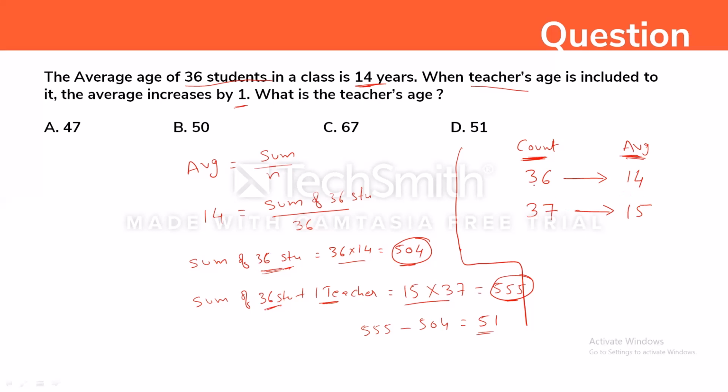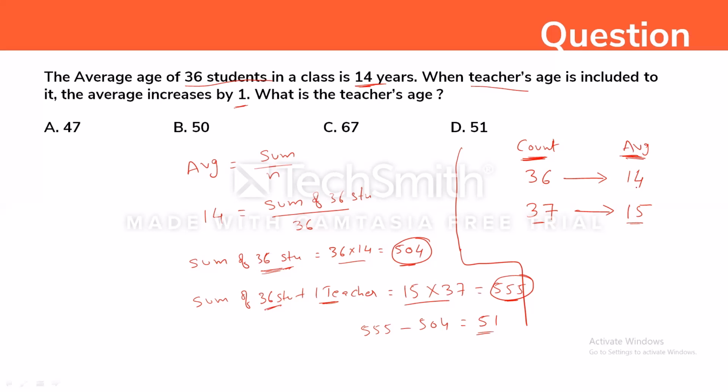Okay, so here what I'm doing is 36 students, average is 14 years, and with the teacher's age included, it will become 37. Average is increased by 1, which means it will be 15. By using this approach, we are going to solve the remaining questions. Everyone just pay attention to this shortcut, how we are writing the values, which is very simple.